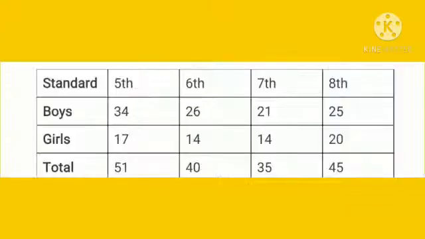To draw the subdivided bar graph, first we will include one more row in this table, that is total. What we will do first, we will total the number of students. That is, we will find the total number of students in 5th standard, 6th standard, 7th standard, and 8th standard.